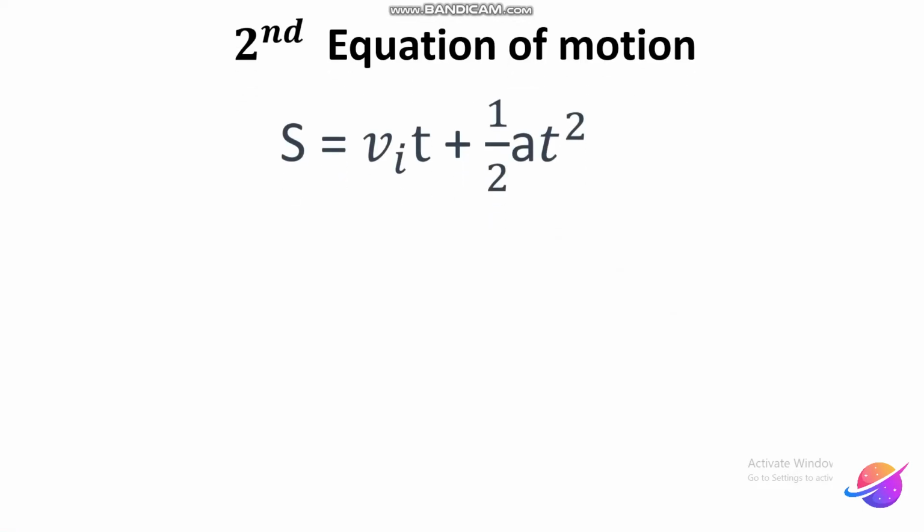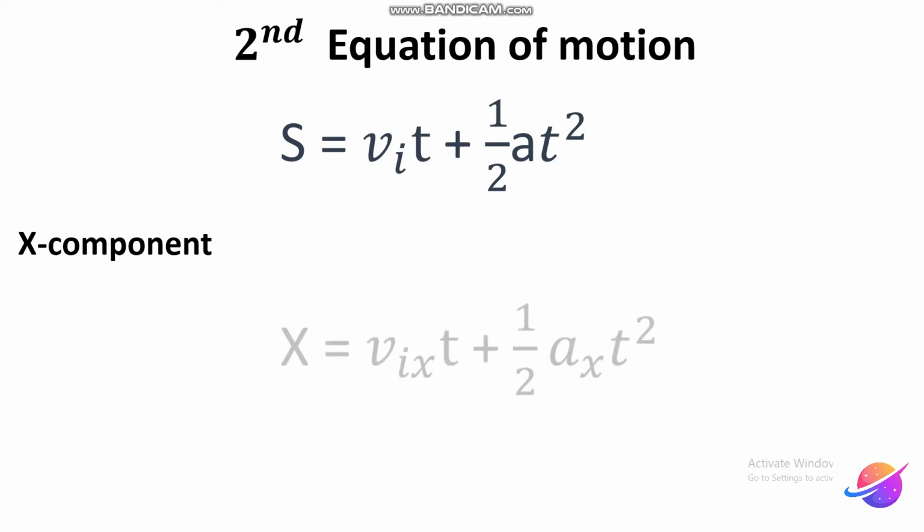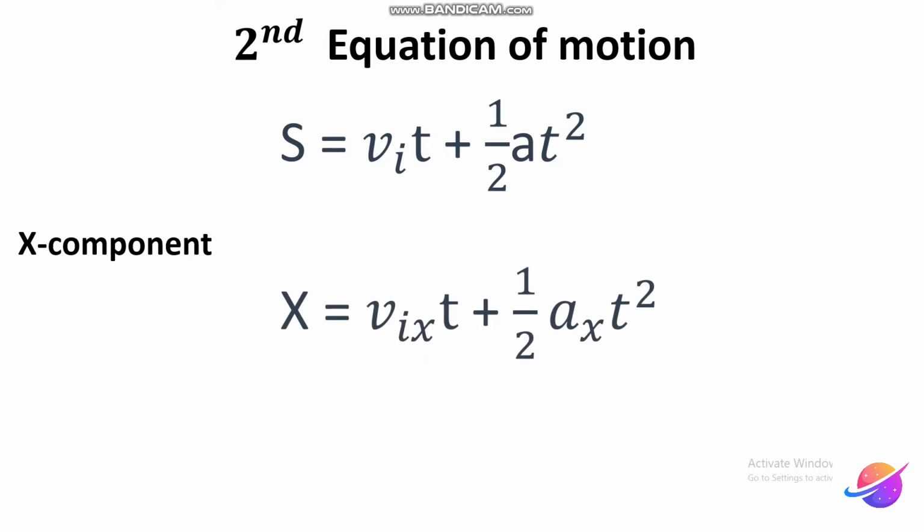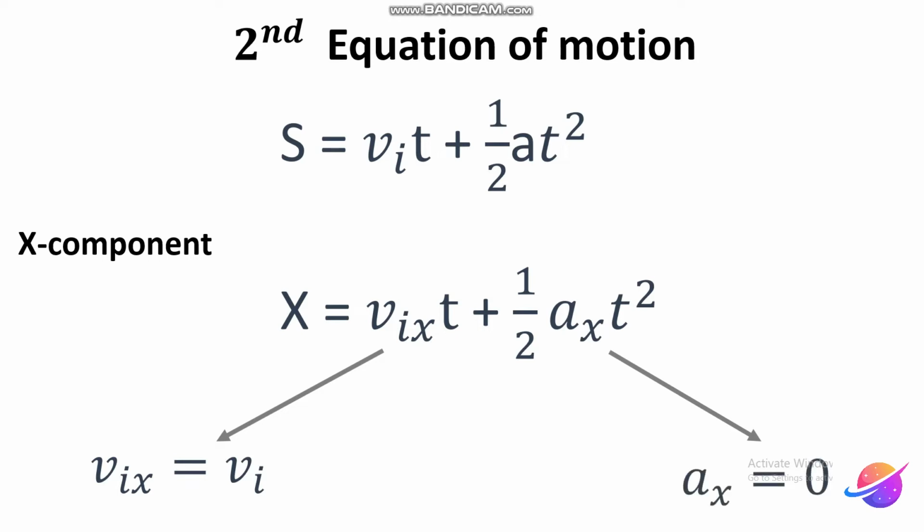So we will use the second equation of motion. S is equal to vit plus half at square. For the x-axis it will become x is equal to vixt plus half axt square, because now we're splitting the x and the y components. Here vix is equal to vi, which is the initial horizontal velocity, and ax is equal to 0, because no acceleration is given in the x-axis.